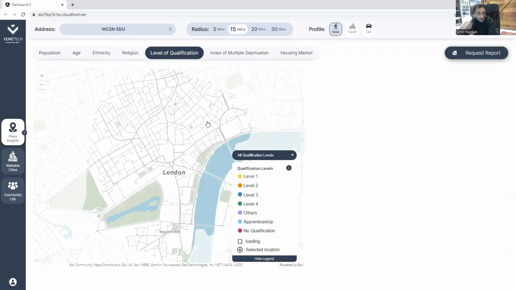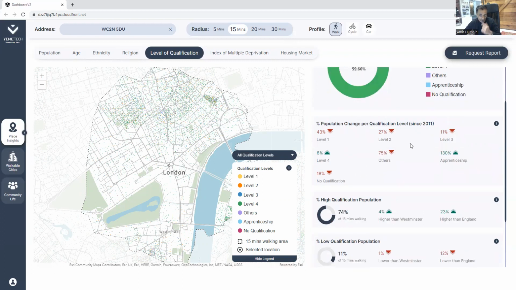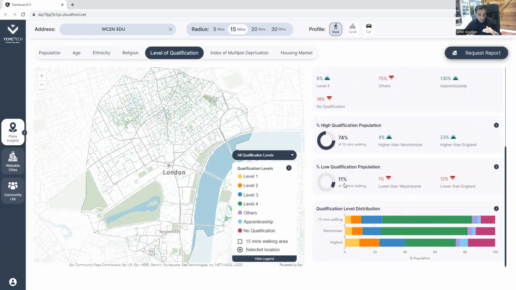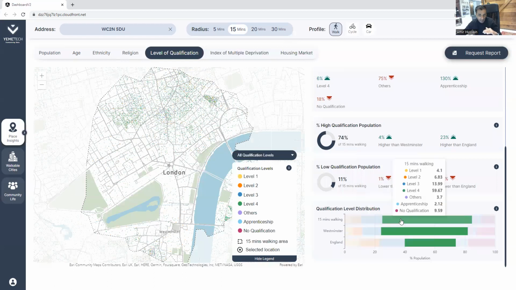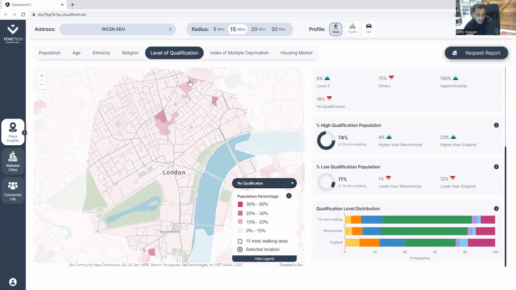We then are able to look at things like qualifications and to really identify the nature of the makeup. So in this location, level 4 is people with degree levels and above, and that makes the predominant group. But we can see what other groupings there are. And we can see how this has changed over the last 10 or 12 years. And we can also see what the level of high quality qualifications are and what the low qualifications are. And again, how does that compare for all the rest of the borough and the rest of the country? So if I was to look for people with no qualifications, well, I can see that these pockets are where people exist with no qualifications.